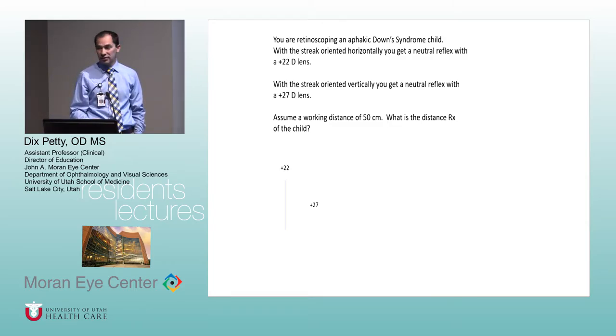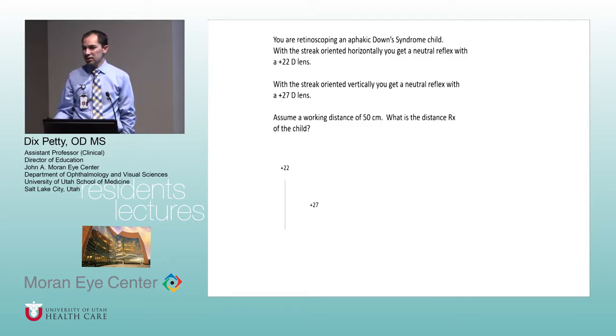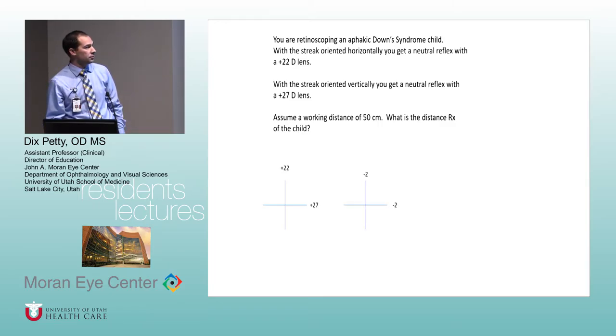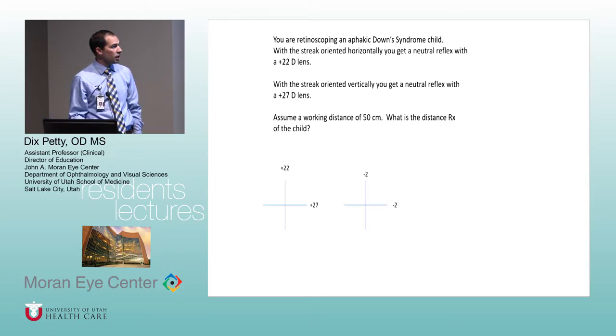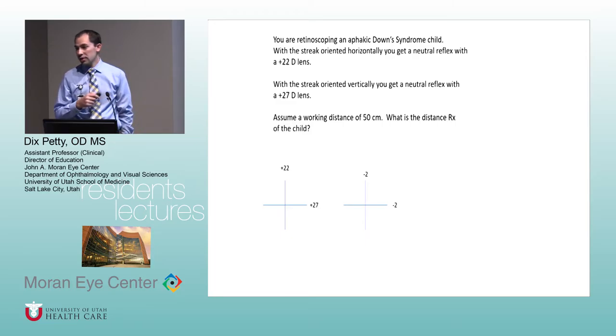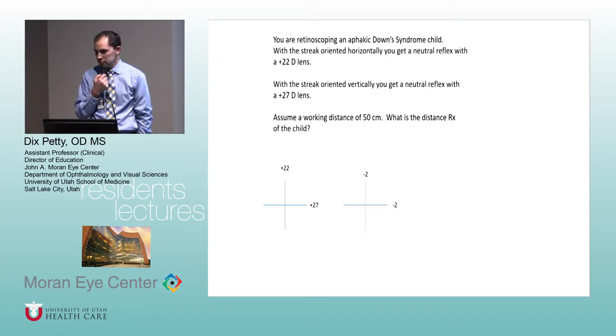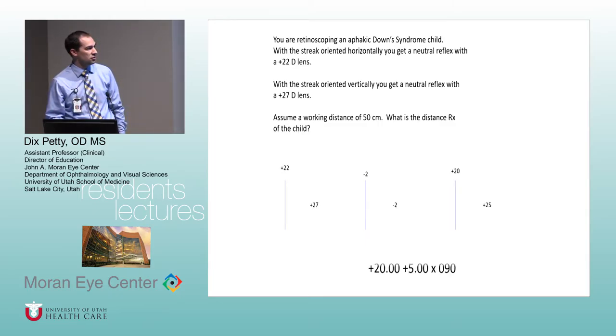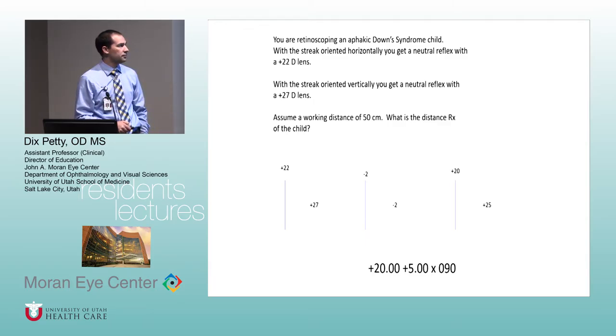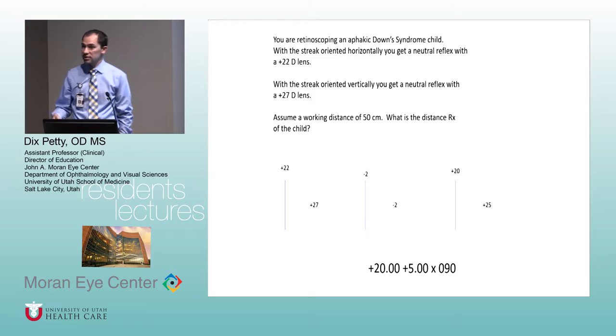So now a working distance of 50 centimeters. So what do we need to do to the prescription because of our working distance? Subtract minus 2. Yep, 1 over 0.5 is going to be 2. So we just take minus 2 from both of those. So that's going to give us a plus 20 and a plus 25. So what is our prescription now? Plus 20, plus 5, I think. Yeah, awesome. So I think this is an awesome potential problem you can get. And you'll run into this all the time in clinic. And if you need to ret somebody in clinic, which we do all the time in contacts.